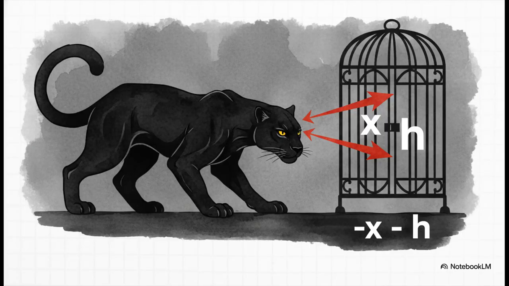And here's the other big trap. You have to treat that negative sign outside of parentheses like a light switch that flips the sign of every single term inside. It doesn't just hit the x, it also hits the h. So negative times x plus h becomes negative x and negative h. It seems like a tiny detail, but it can completely wreck your final answer if you miss it.